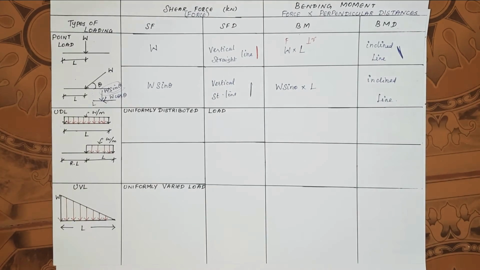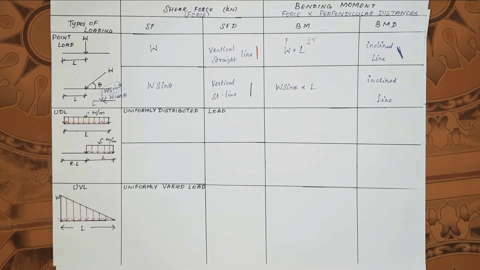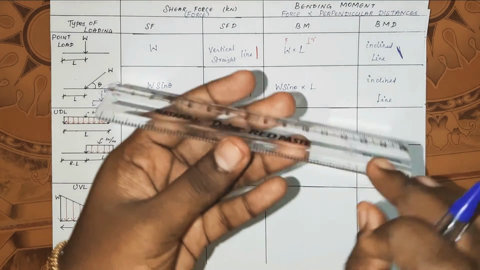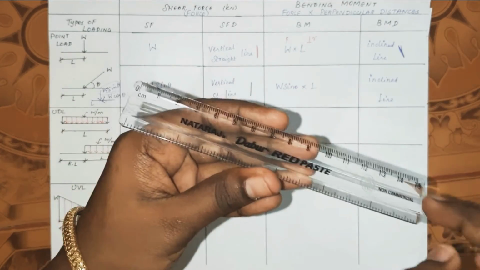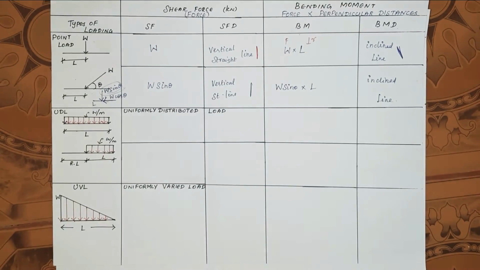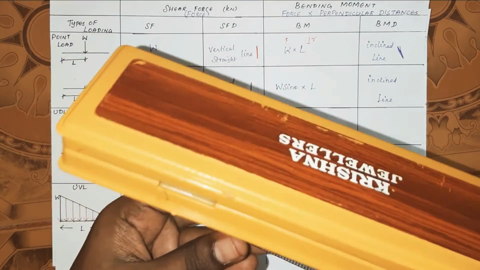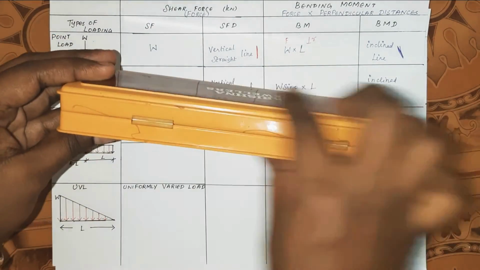Do you understand? Next one is the uniformly distributed load. What is a uniformly distributed load? The load is uniformly running throughout the length of the beam. For example, consider this is a beam. This box is a uniformly distributed load.